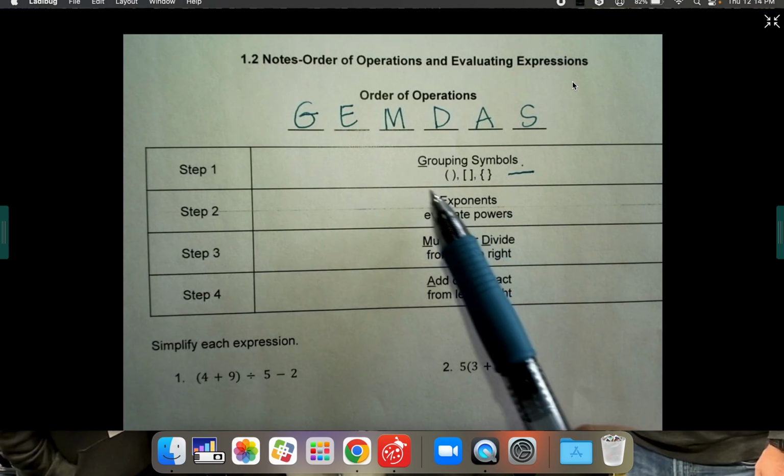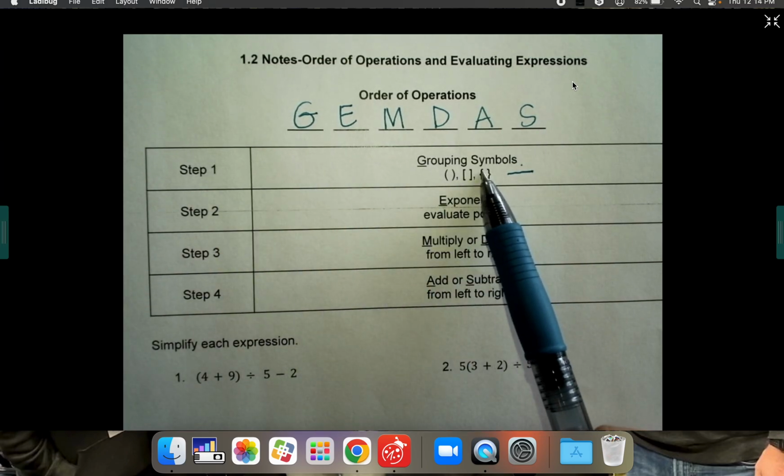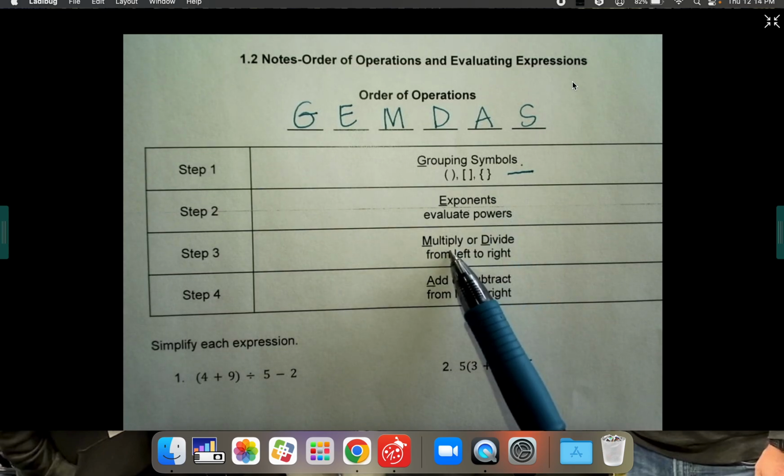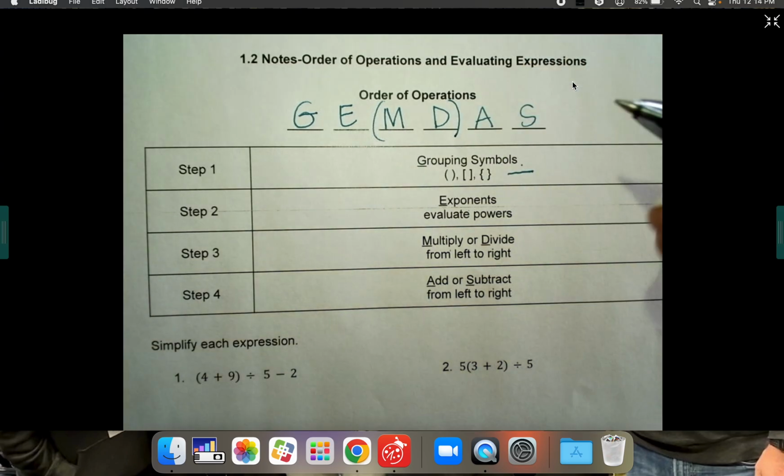So the E still stands for exponents, so you would always do that second. So always do your grouping first, exponents second. Third is going to be multiply or divide from left to right.